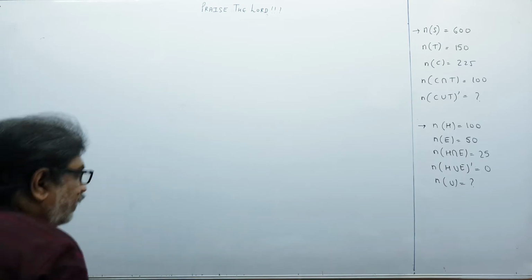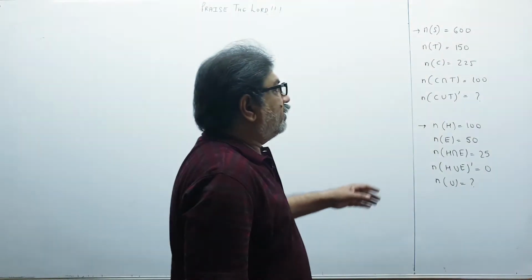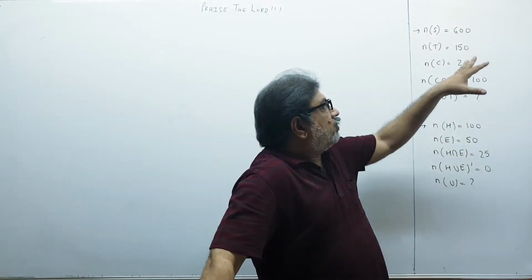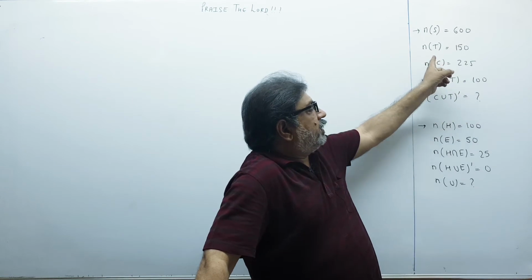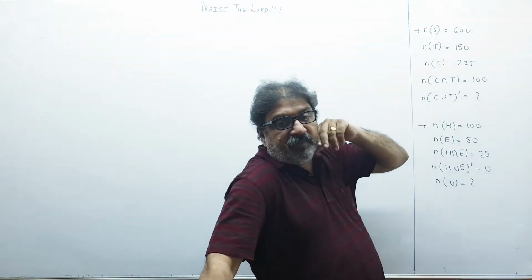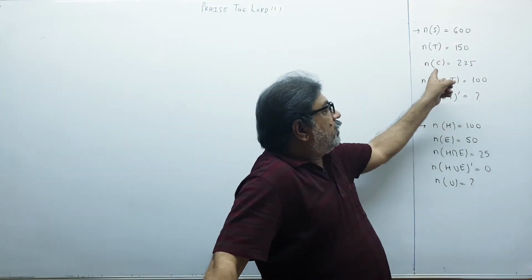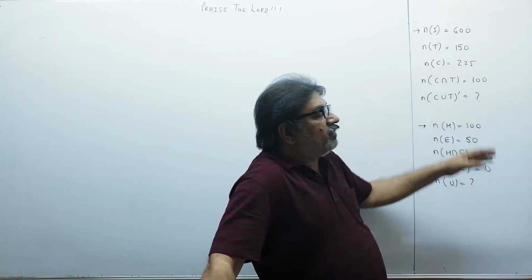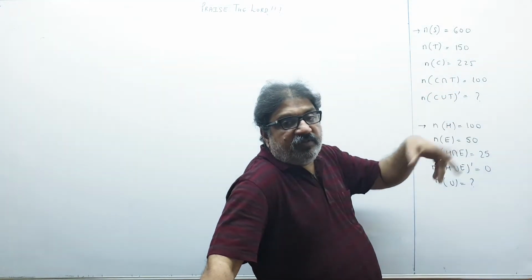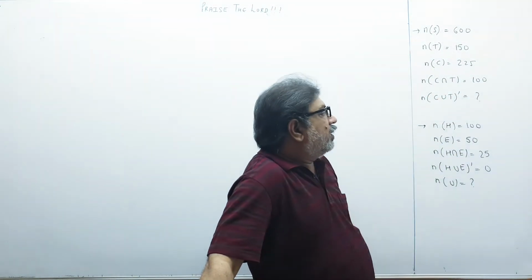So, two more sums are there, children. There is a school where there are 600 students. So, I write n(S) equal to 600. Out of those 600 students, people taking tea are 150. I call them n(T), number of people taking tea. Number of people taking coffee is 225. Number of people taking both of them, that means intersection, is 100.